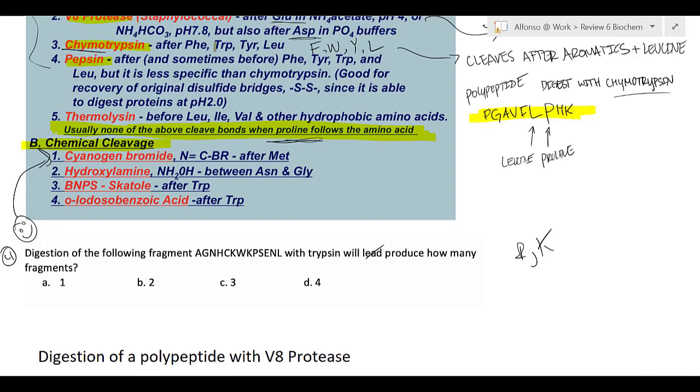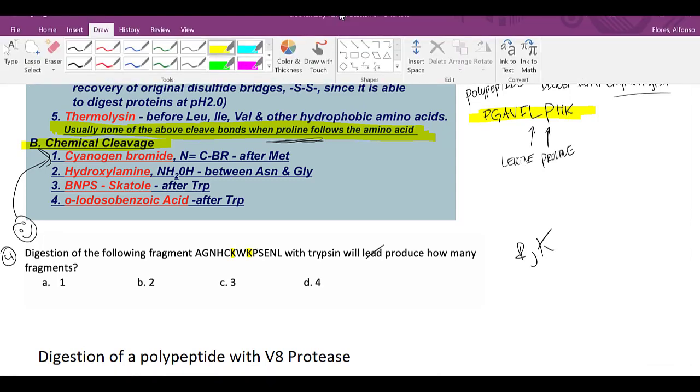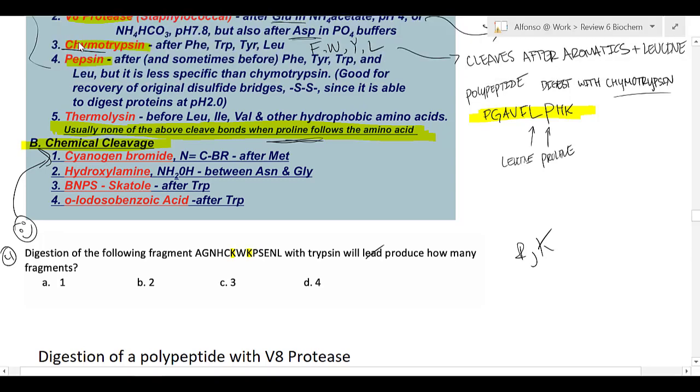Okay, so it cleaves after R and K. I don't see any R's, but I do see a K here, and I see a K here. So how many fragments will we have? Why 2? I thought that it cleaves after this K as well. Proline follows it, so there's no cleavage here. Good job.